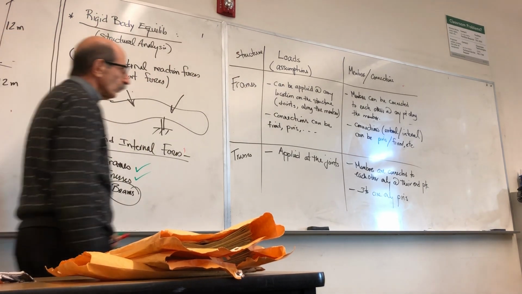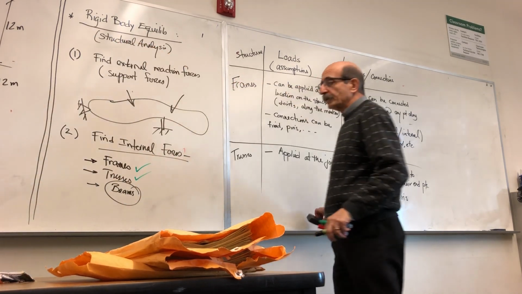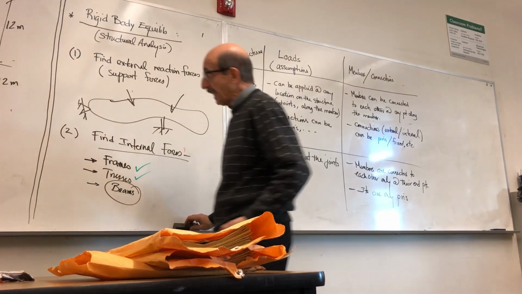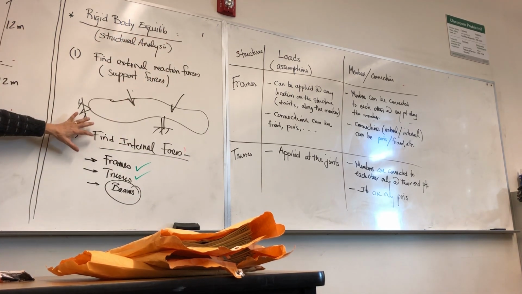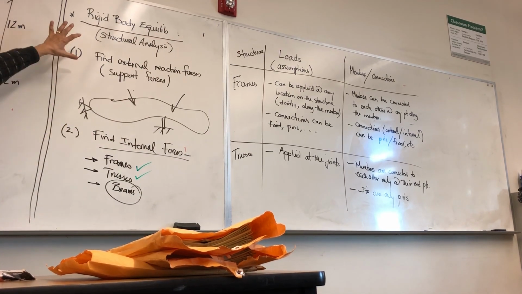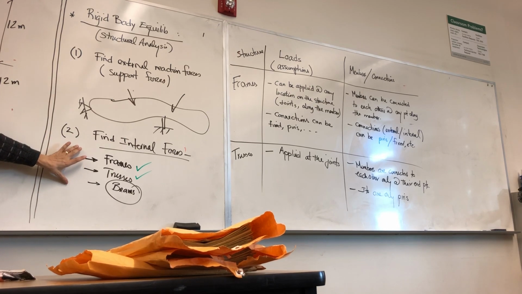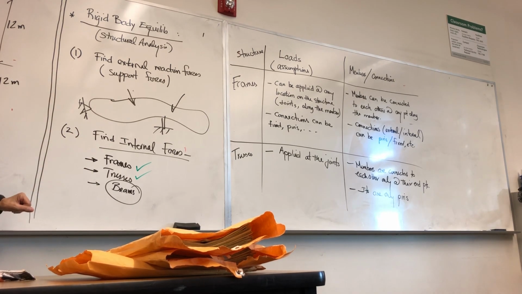All right, so with that said, how are we going to analyze or study a frame structure as the first type of rigid body structures for internal forces and find the forces at the connecting points? Any questions? Everything is clear so far?